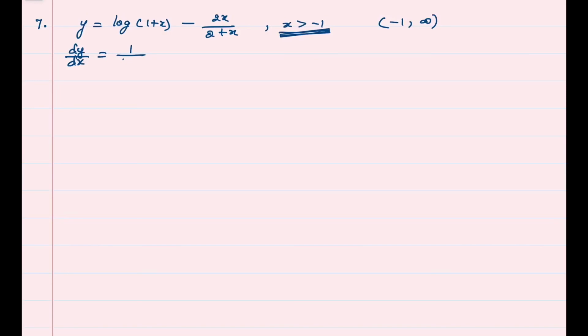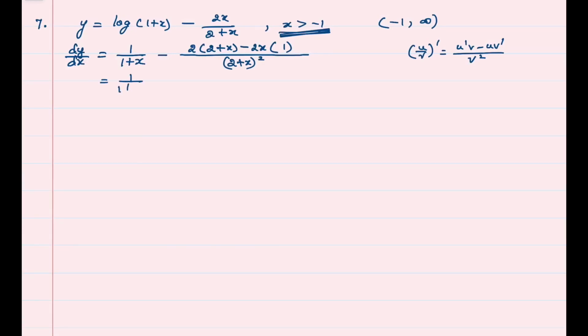Derivative of log of 1 plus x is 1 upon 1 plus x minus of, we will use quotient rule, u by v the whole dash is u dash v minus u v dash upon v square. u dash, derivative of 2x is 2, times 2 plus x, minus 2x times derivative of 2 plus x, which is 1, divided by 2 plus x the whole square. 1 upon 1 plus x minus of 4 plus 2x minus 2x upon 2 plus x the whole square.